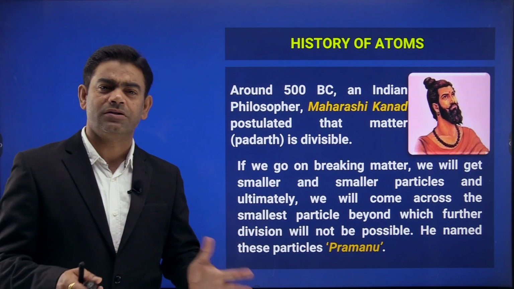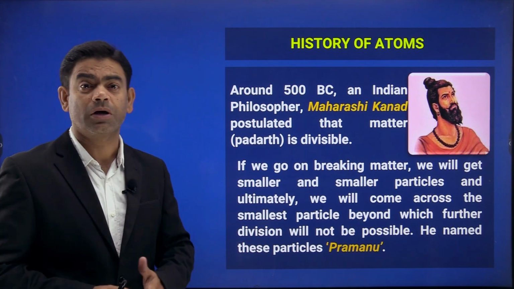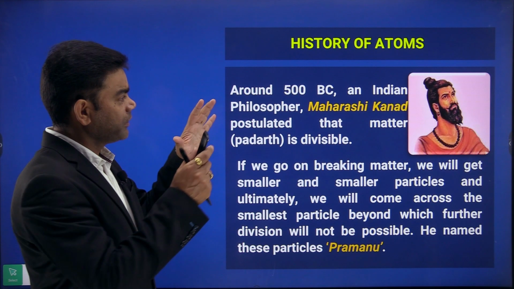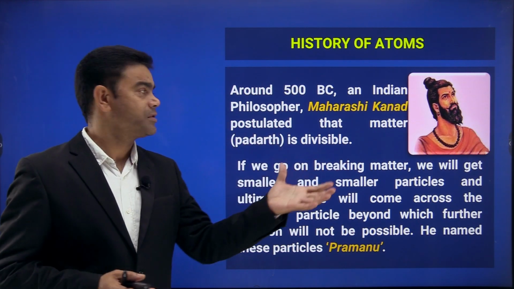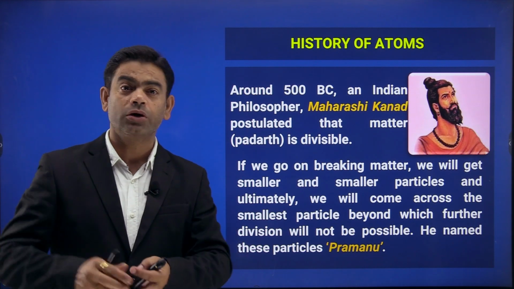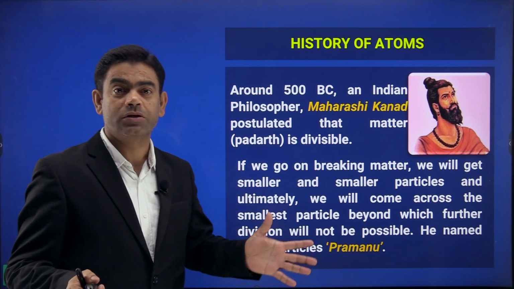पीछे पड़ जाते किसी चीज के, तो पीछे पड़ गए तो they came to some conclusion. What was the conclusion they got? The conclusion was, if you talk about our Indian scientist Maharishi Kannad, around 500 BC. सोच लो कितना पहले. That time also science was developing.